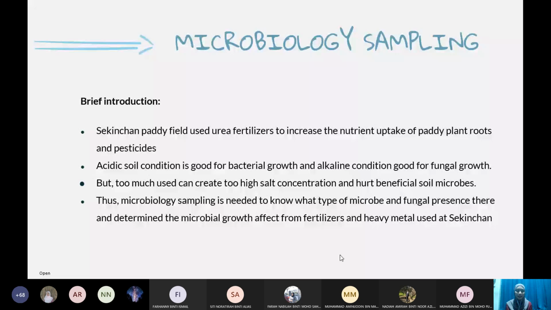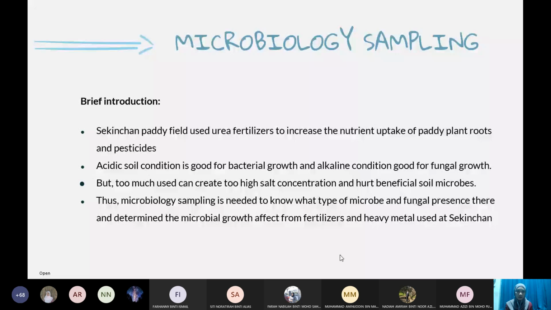For a brief introduction, Sekinchan paddy field uses urea fertilizer to increase the nutrient uptake of paddy plant roots, and certain pesticides stimulate the growth of microbes. But too much use of fertilizer can lead to too high a salt concentration, and this can hurt the beneficial soil microorganisms. Thus, microbiology sampling is needed to know what types of microbes and fungi are present, and to calculate the microbial growth if there is overuse of fertilizer and heavy metals at Sekinchan.